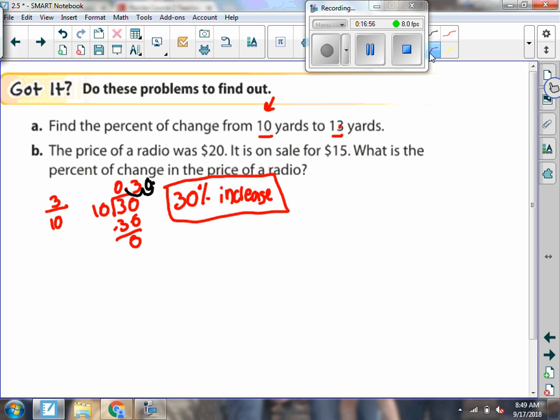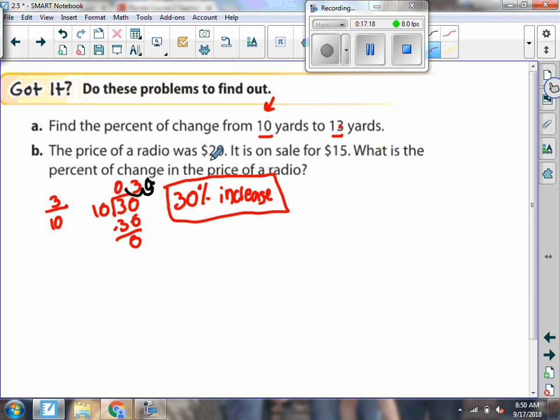Okay, B. Find the price of a radio. Sorry, the price of a radio was $20. It is on sale for $15. What is the percent of change in the price of a radio?